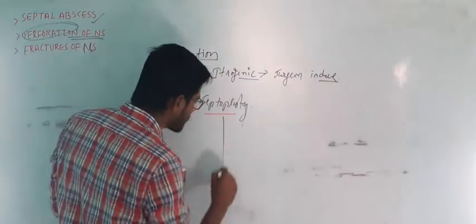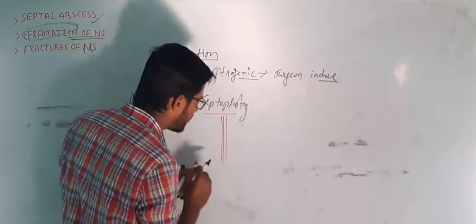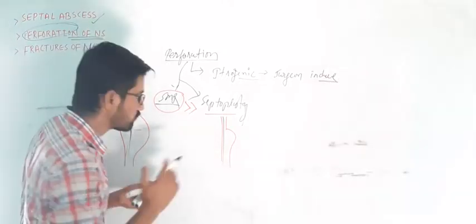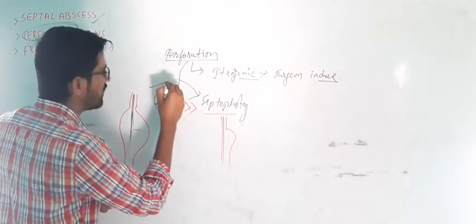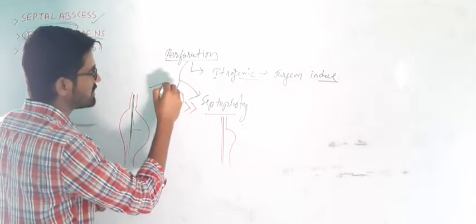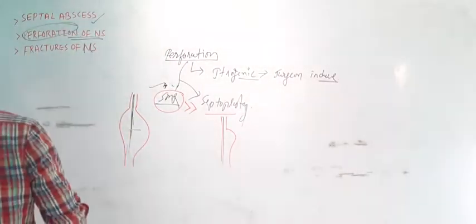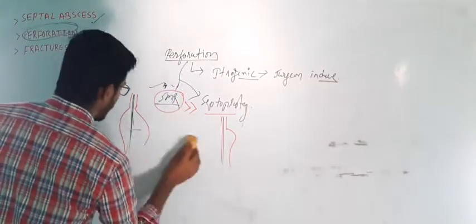But in septoplasty, what is happening? There is the covering, but the surgeon wants to remove this only, so from one side. That's why in SMR the perforation chance is very high. So this is the one thing I want to tell you. Okay, so this is all.